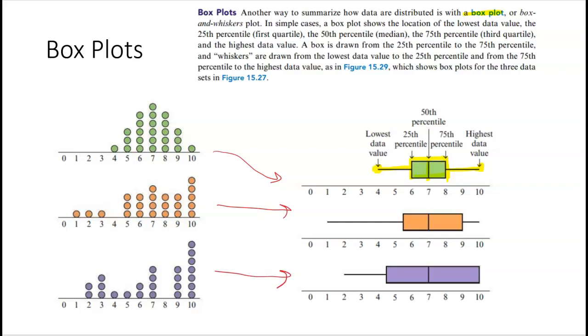Here you might say, hey, there are no whiskers, which means that Q3 is equal to the highest value. Here you can see how far away that lowest value is from that first quartile. 25% of the data is in here, 25% of the data is in there, 25% is in there, and 25% is in there.